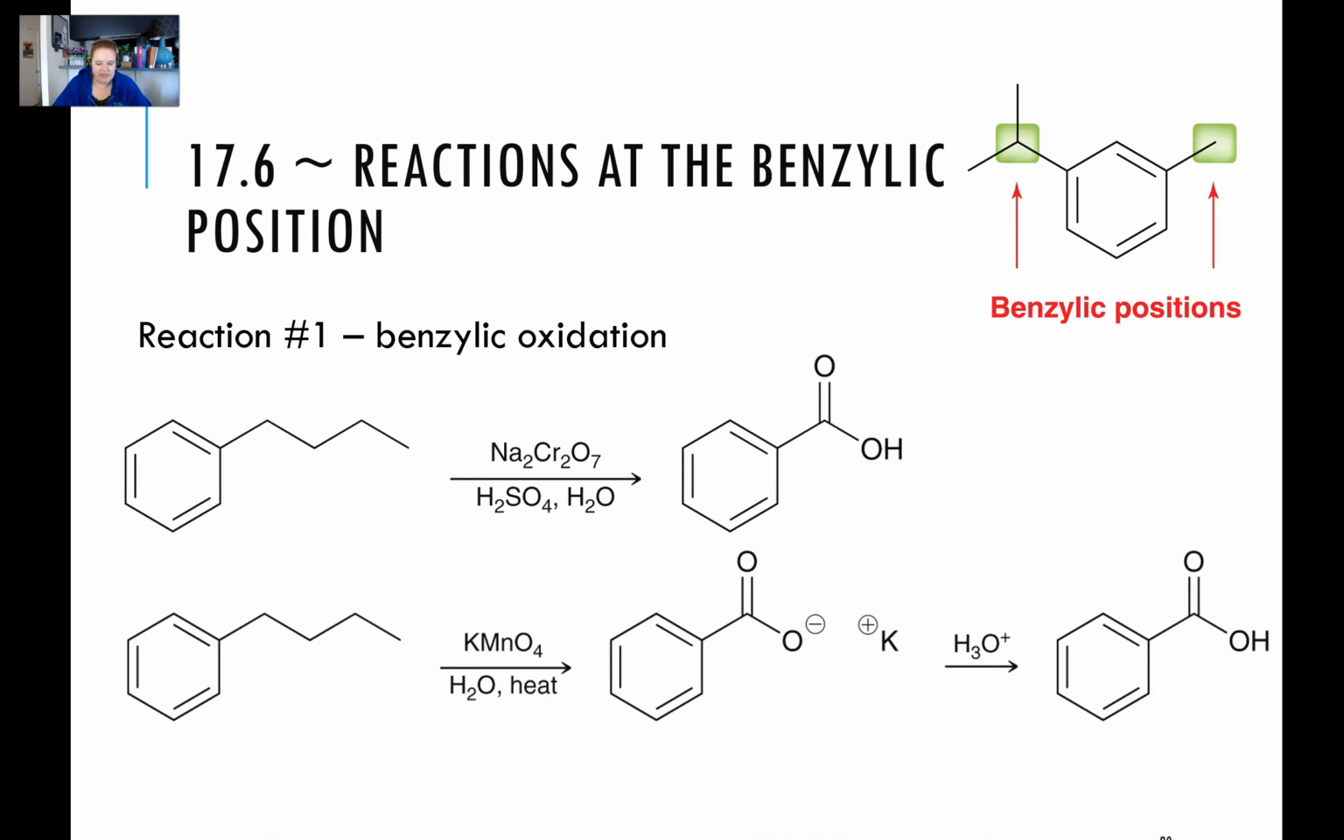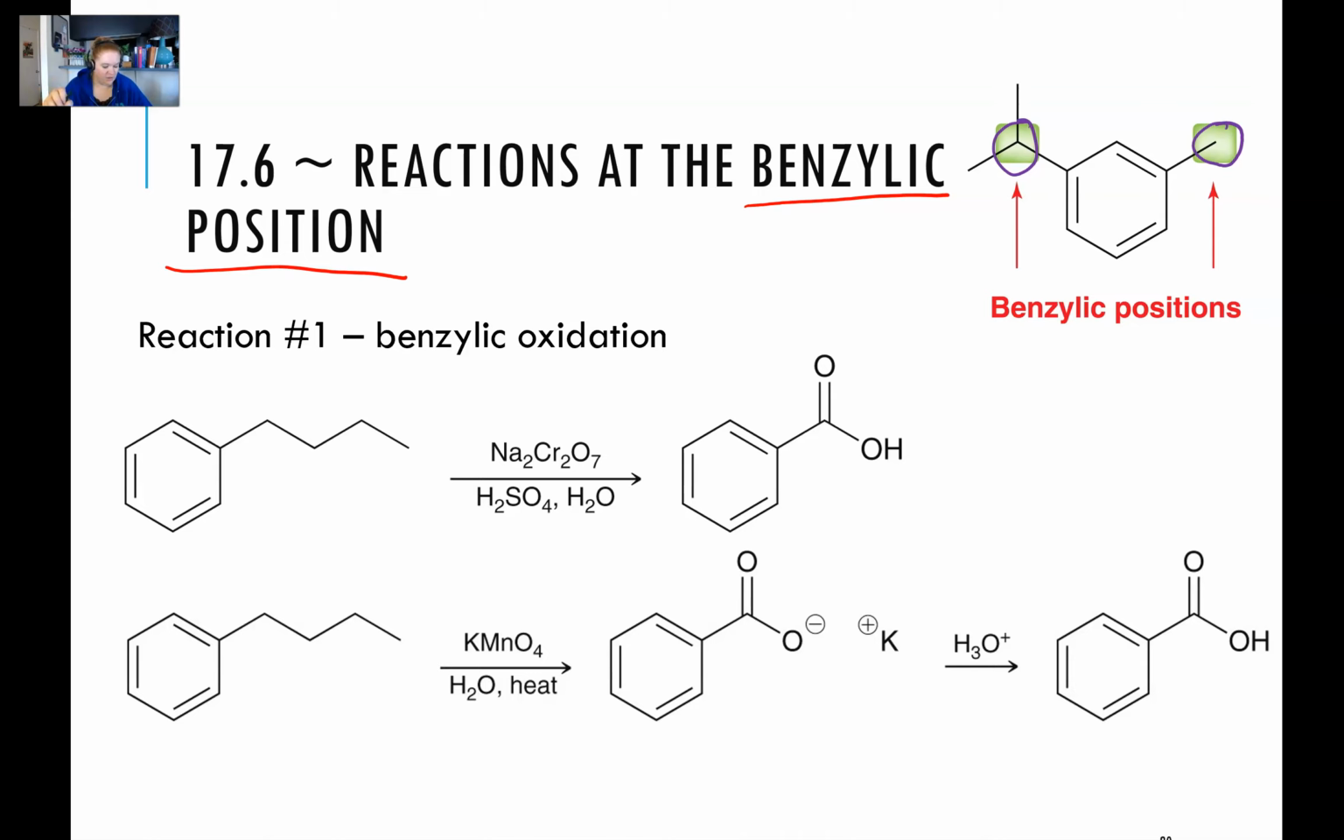And some of these we've talked about before, but now we're just specifically looking at them for benzylic carbons. So notice the title of this section, Reactions at the Benzylic Position. So we're not reacting the ring itself, we're reacting the benzylic carbon, so the carbon that's attached to the benzene ring.